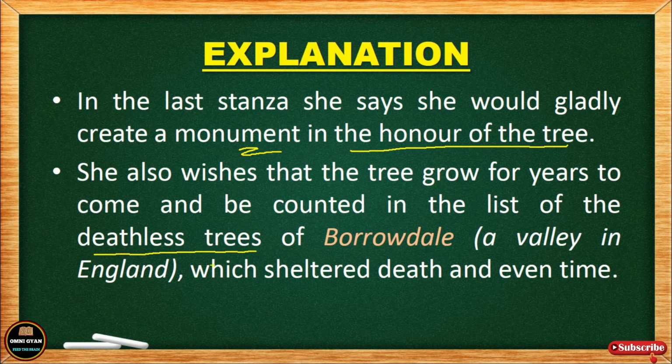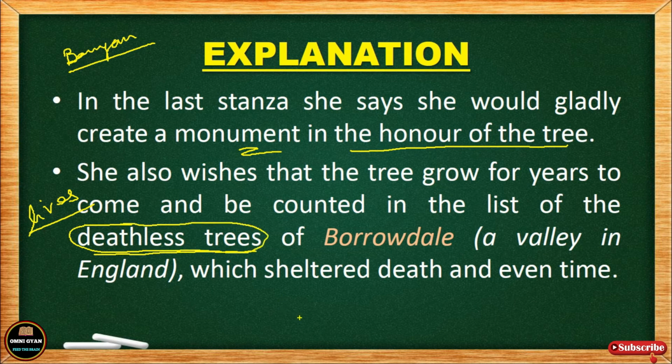You know that there are many trees which live for a long, long period of time, right? Like we have the banyan tree also. Banyan tree grows for more than 100 years. And there are certain trees that grow for an even longer period of time. So the poet wishes that this Casuarina tree also lives for a long, long time, and that it is included in the list of the other deathless trees. तो दूसरे जो पेड़ हैं, the great great trees, other trees actually.